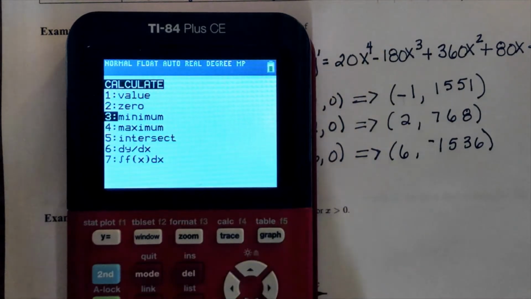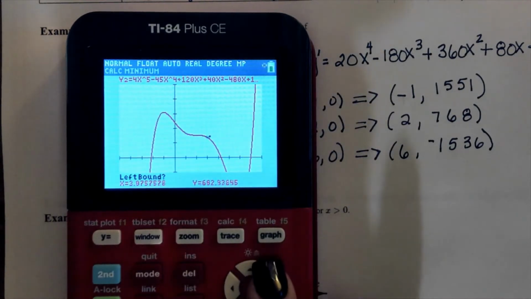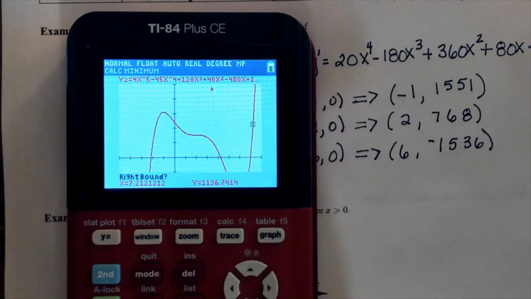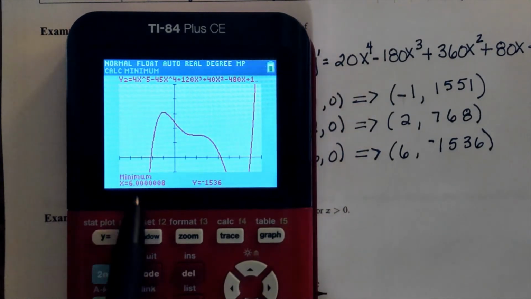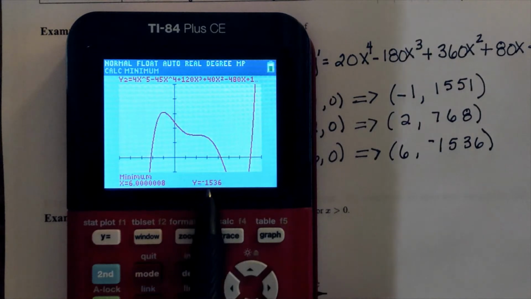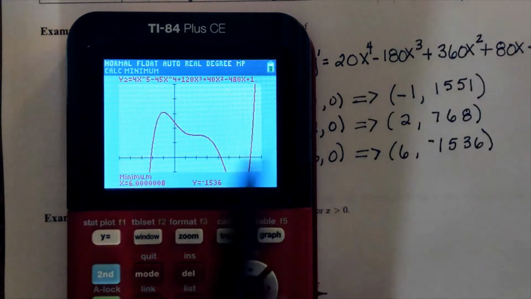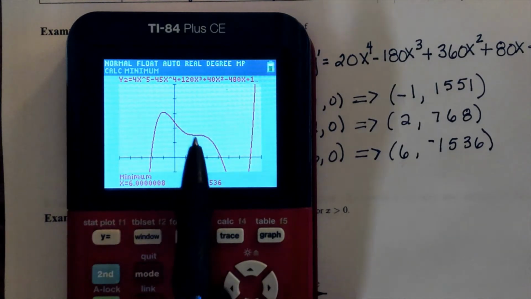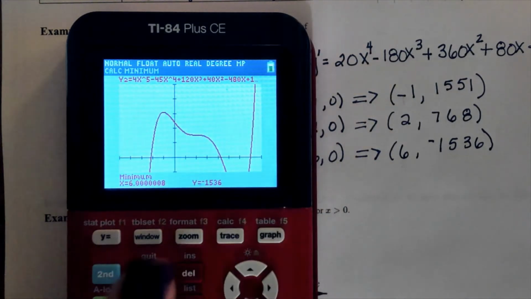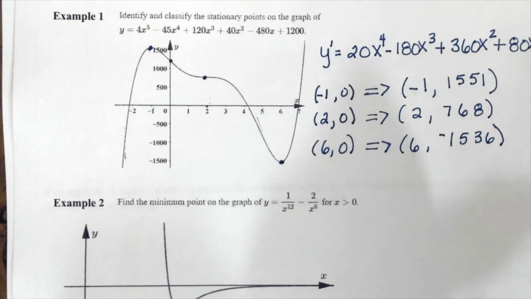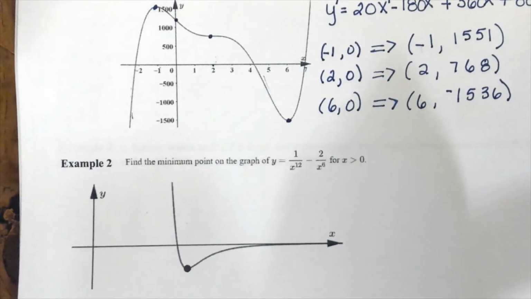If I go calculate the minimum, and I go from right here all the way over to this side, it'll calculate that minimum, 6.00008. Well, that's 6, negative 1536. So it worked on that one. Where it doesn't work is this right here. You can't figure out the exact low. If you can, great. You can use your Algebra 2 skills on that to find it. And it actually works.